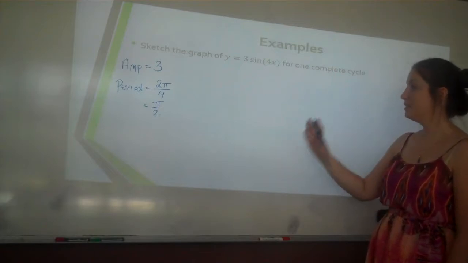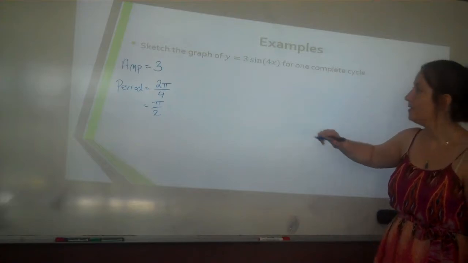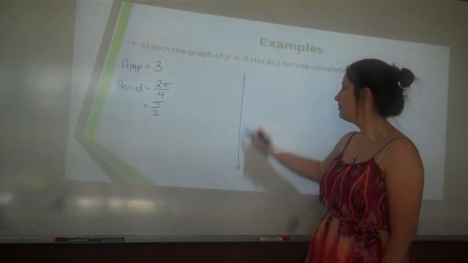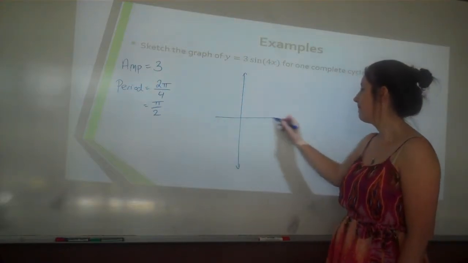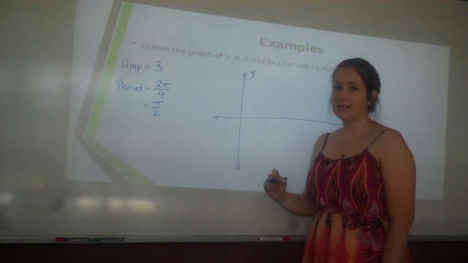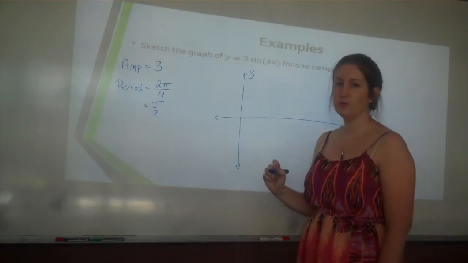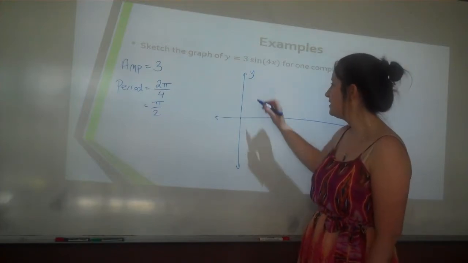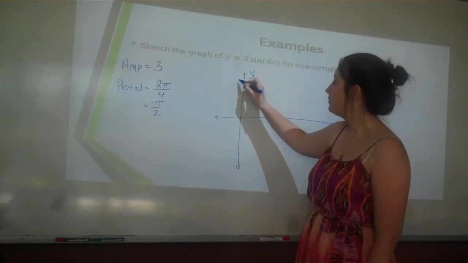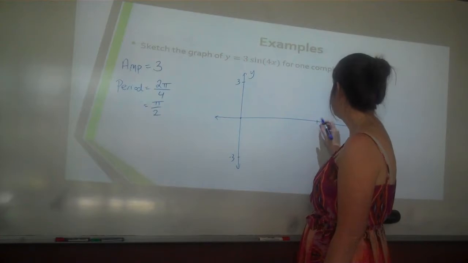When you do one complete cycle, it's up to you where you measure it from. The easiest thing is probably to go from 0 to the end of our period. So if we draw our graph, label x, y, it hasn't been translated, so that means it's going to start at 0, 0, as do all sine functions unless they've been translated. The amplitude is going from 3 to negative 3. Our period is pi on 2.